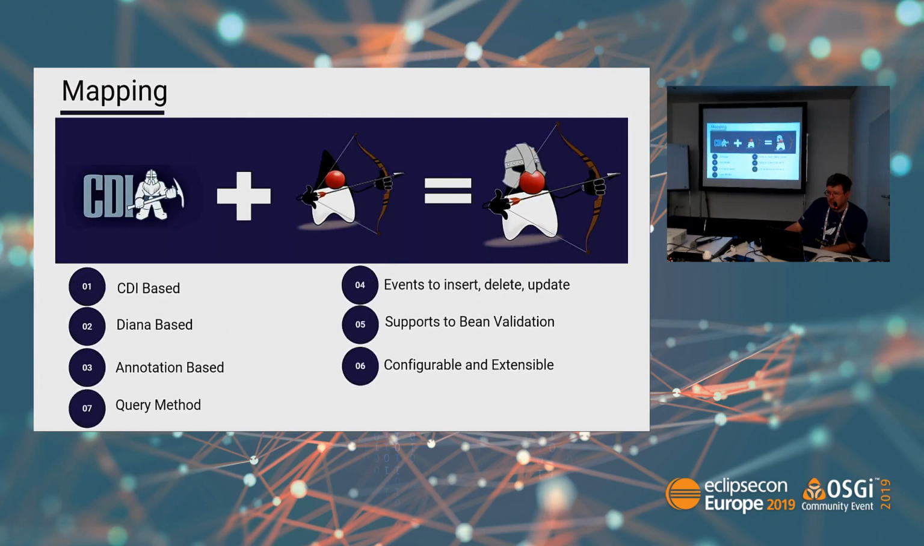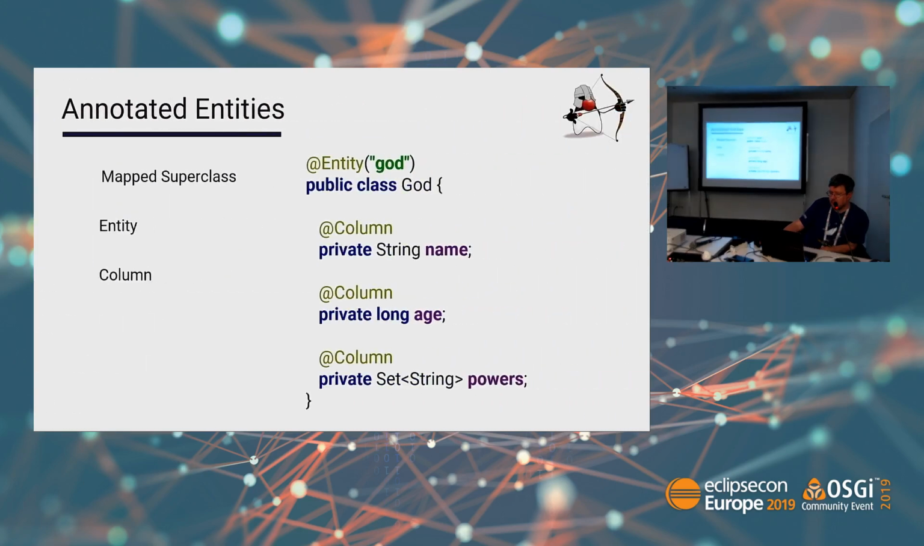For the mapping layer, we use CDI. And there's also support for bean validation, similar to how you could do in your entities based on JPA. So here's an example of entity and columns for the column-based NoSQL system.